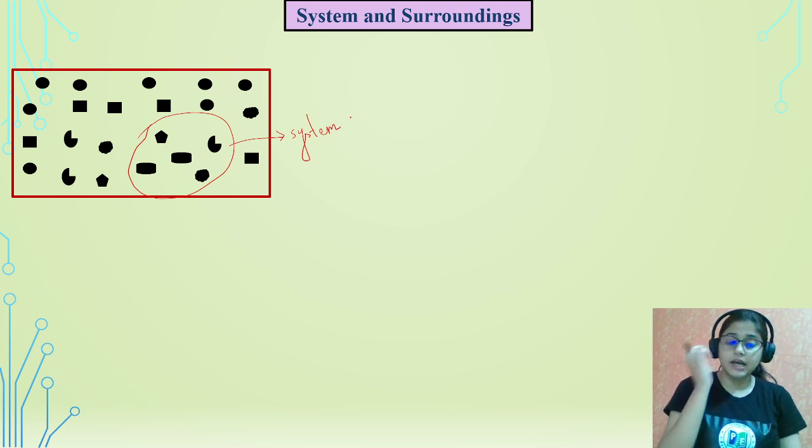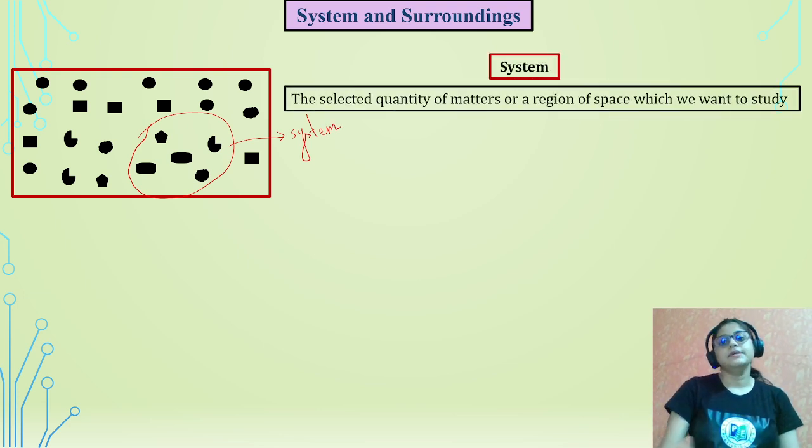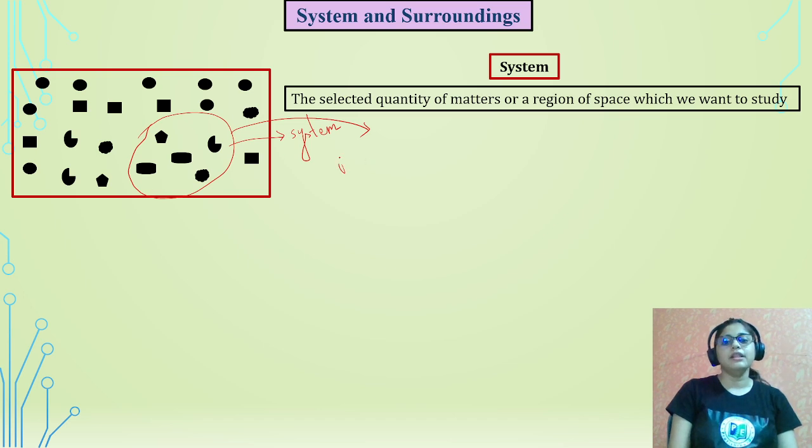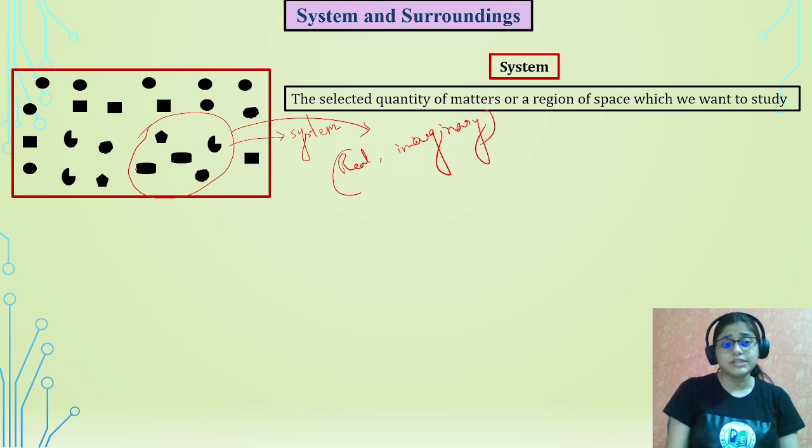So let's see the definition now. System is the selected quantity of matter or a region of space which we want to study. If we are saying any system, it means that we want to study that, and there will be one boundary. This is actually the boundary. So this boundary can be real or imaginary. Both are possible. But we are considering a boundary is there which is actually separating the system from its surroundings.